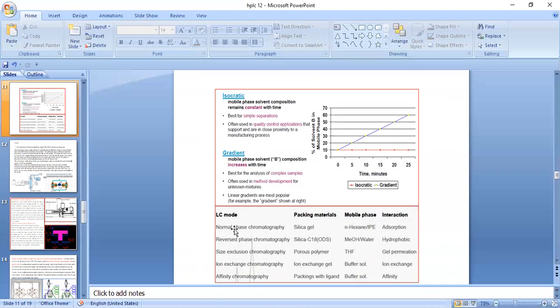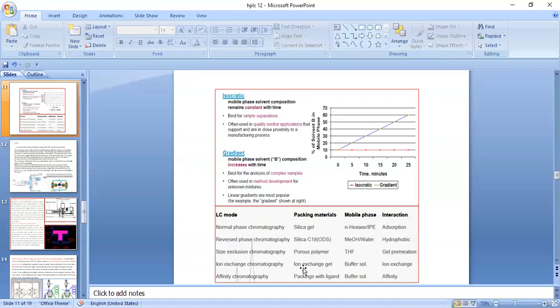So you can have HPLC normal phase chromatography, in which you use silica gel, the mobile phase is n-hexane or IPA, that is isopropyl alcohol, and the process is adsorption. You can use reverse phase chromatography, that is reverse phase HPLC. In this you have a C18 column, silica gel modified by C18, the solvent is methanol and water, and the interactions are hydrophobic. In size exclusion chromatography, you use a porous polymer, the solvent is THF, that is tetrahydrofuran, and the interaction is gel formation.